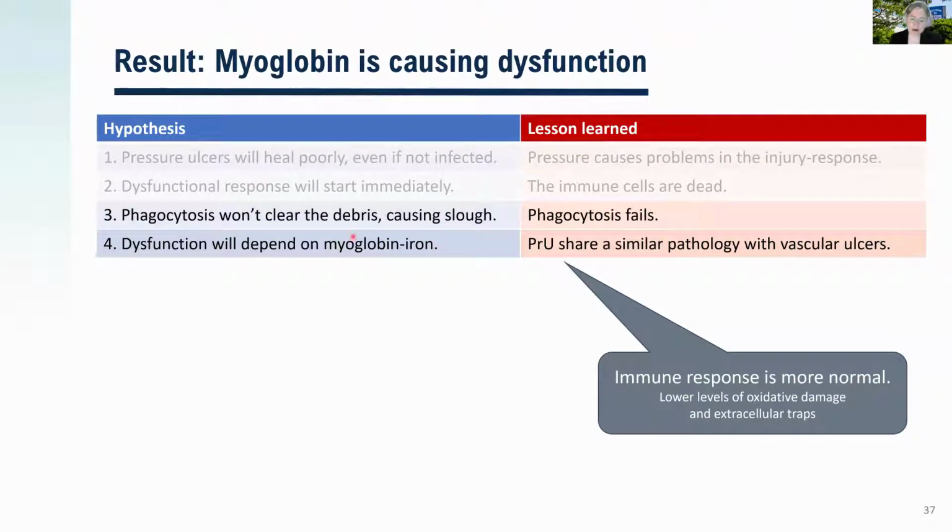Dysfunction will depend on myoglobin iron. That was the hypothesis, and we did see that knocking out myoglobin restored several measures, not all, but several measures of normalcy to the injury response. And so that suggests that pressure ulcers share a similar etiology with chronic ulcers of sickle cell disease, beta thalassemia, and also perhaps chronic ulcers of venous insufficiency and chronic ulcers of lymphedema.